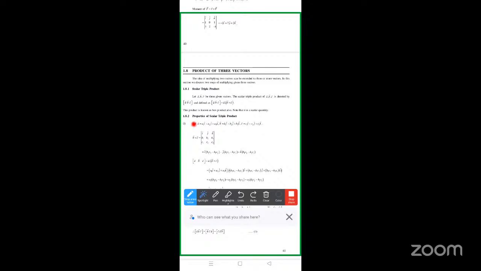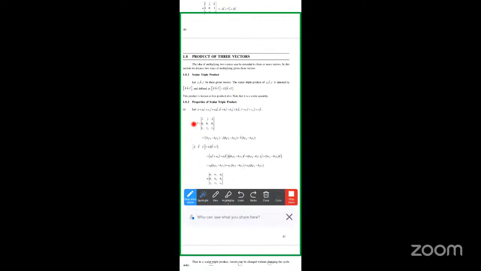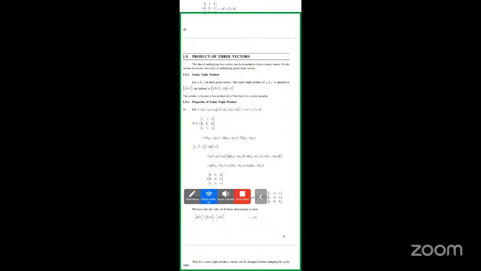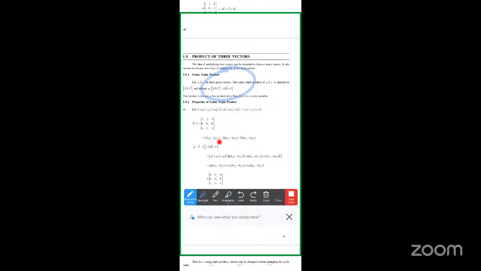Properties of the scalar triple product. A = A1 i + A2 j + A3 k, B = B1 i + B2 j + B3 k, C = C1 i + C2 j + C3 k. In this box, first we have to find the cross product B cross C. So B cross C is equal to i (B2 C3 - B3 C2) - j (B1 C3 - B3 C1) + k (B1 C2 - B2 C1). So this is the cross product.